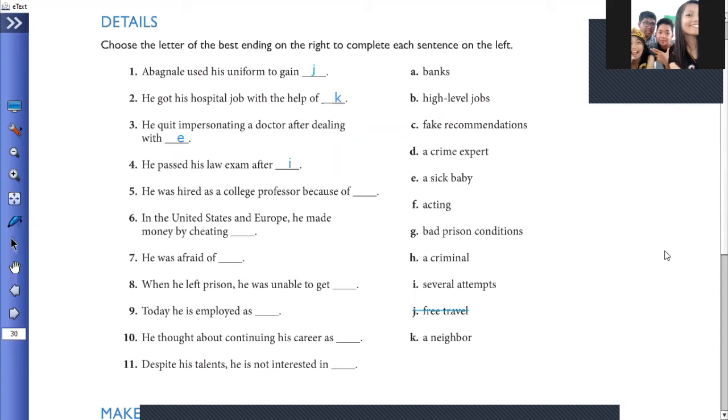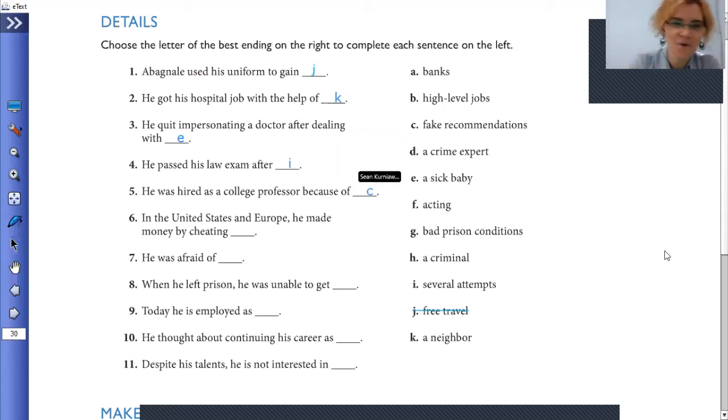He was hired as a college professor because of fake recommendations. Yeah. Oh my gosh. This guy did hard work for people to believe him. Okay, Nicholas. Good morning, Nicholas. Yes, Miss. Number 6.